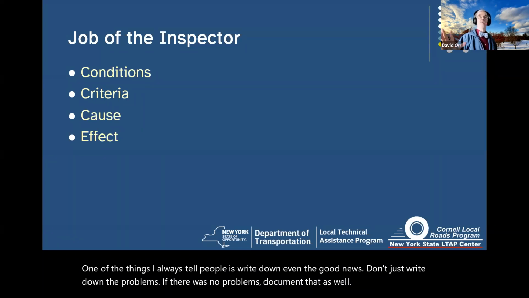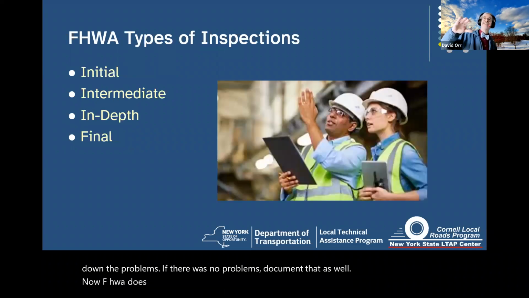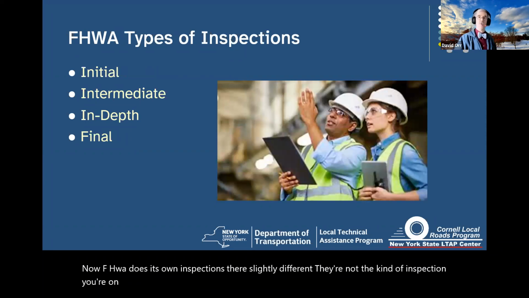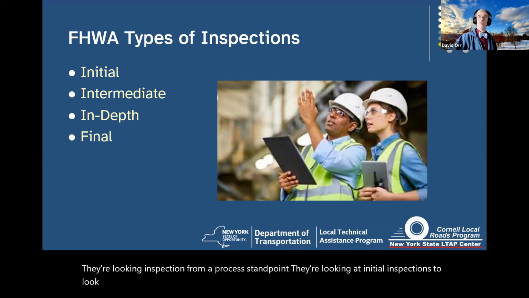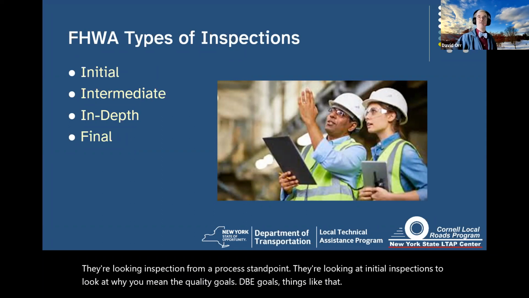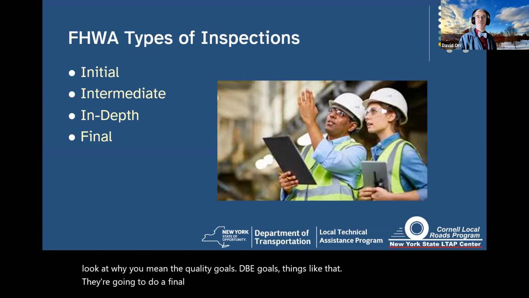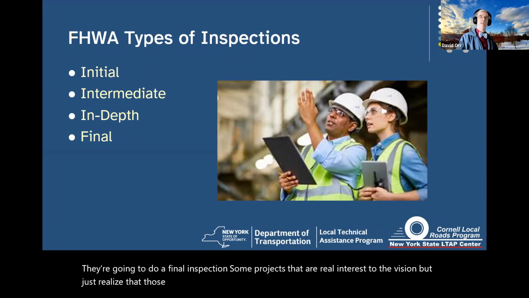Now, FHWA does its own inspections. They're slightly different. They're not the kind of inspection where you're on the job looking at the quality of the work. They're looking at inspections from a process standpoint. They're looking at initial inspections to see, are you meeting the quality goals, DBE goals, things like that. They're going to do a final inspection in some projects that are of real interest to the division. But just realize that those are developed as part of the overall management plan. So don't worry about them.